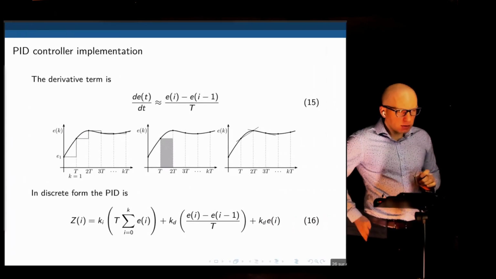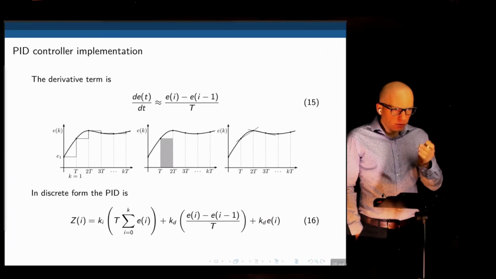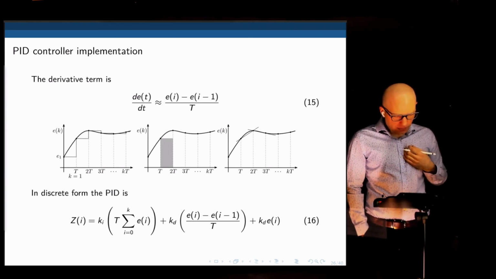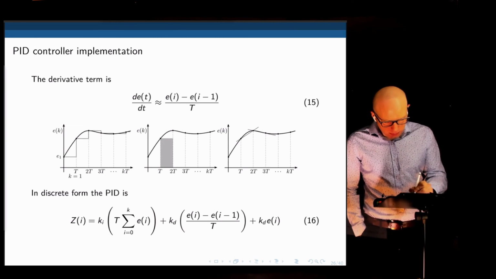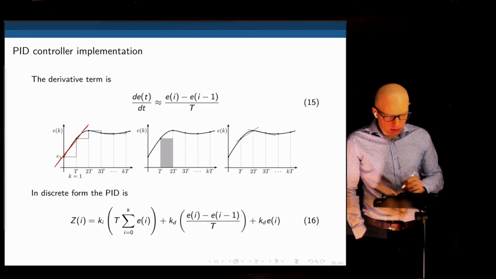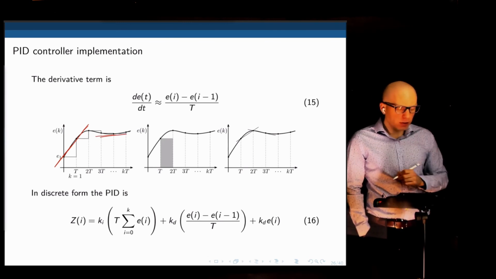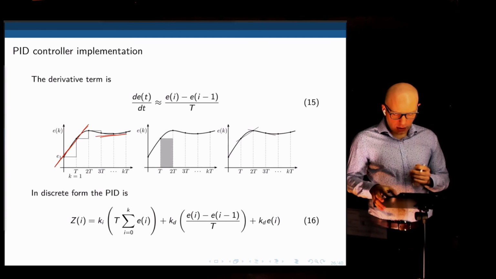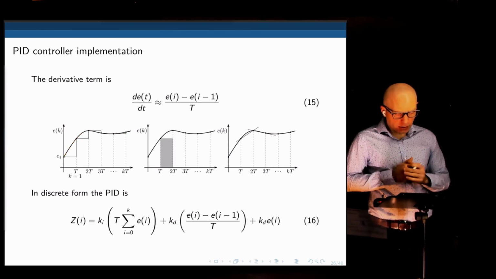Now let's look at the derivative gain. The derivative gain is the derivative of the curve itself. In a continuous example, this would simply be the slope of the curve. That's the derivative of the curve. So it would be this slope, that slope, and so on. Here we have a discretized version of it, so we need to approximate this slope.